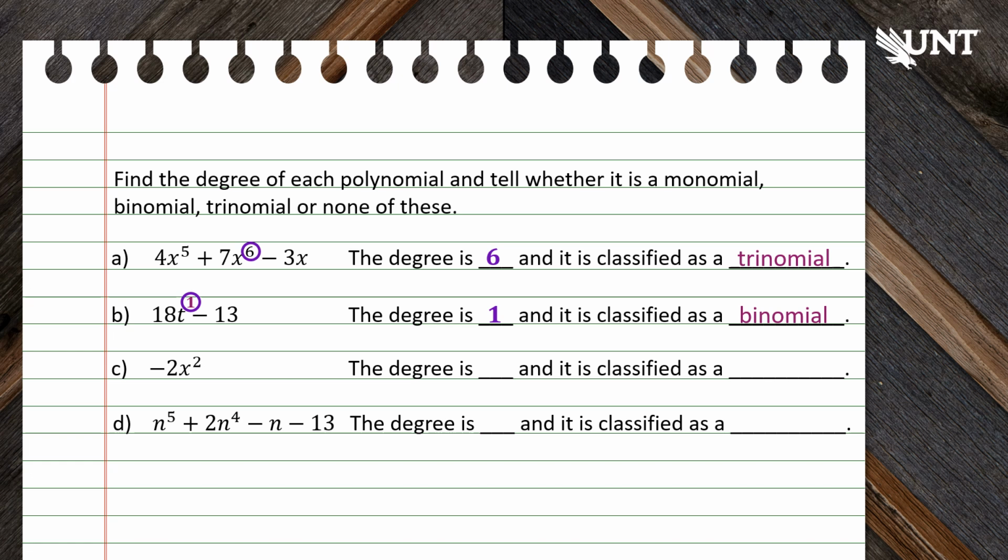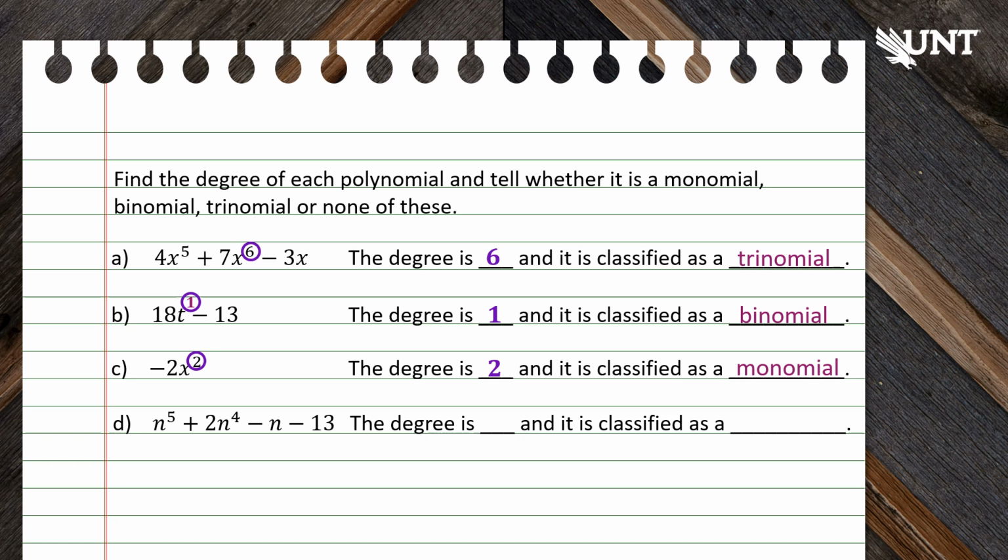Example C, we have negative 2x squared. The degree in this case is the highest exponent or the only exponent, which would be a 2. So the degree is 2. And now we need to classify. How many terms do you see? Well, since there is only 1, this would be considered a monomial.